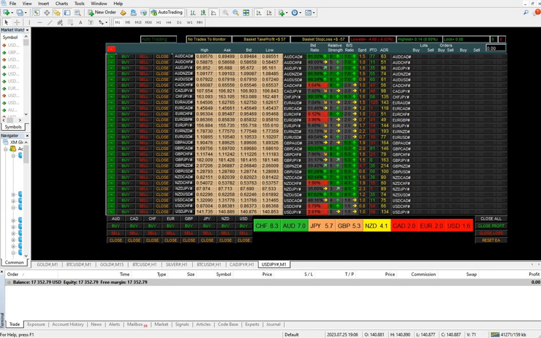Also, we have the close all position option, close profit, close loss, and all other features like basket stop loss, basket tick profit, and all these options are available. We can see the auto trading option is also available. Also, we have auto trading with the same method available. So now we will see that one.